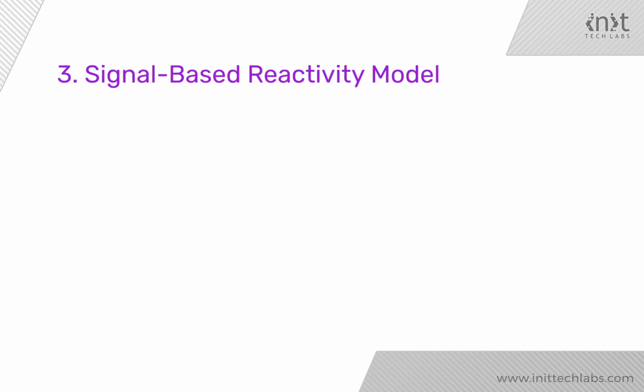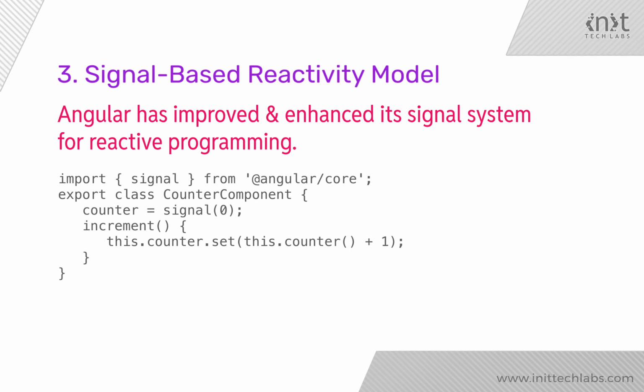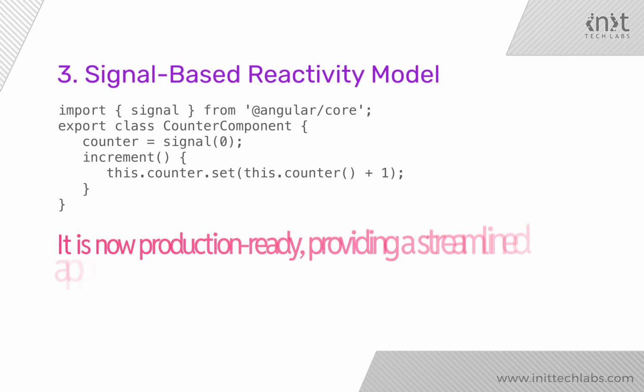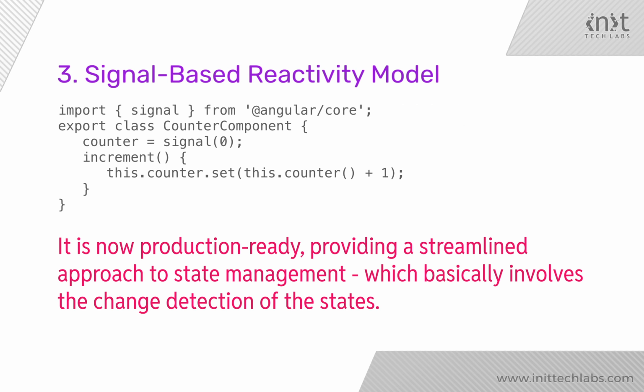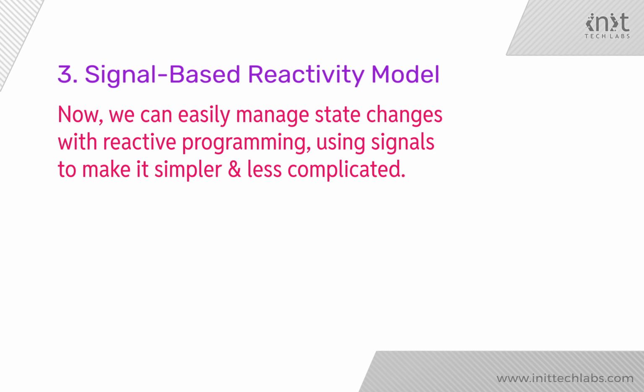Next is the signal-based reactivity model. Angular has improved and enhanced its signal system for reactive programming. It is now production ready, providing a streamlined approach to state management, which basically involves the change detection of the states. Now we can easily manage state changes with reactive programming, using signals to make it simpler and less complicated. We will discuss more about this topic in a dedicated section, so stay tuned.